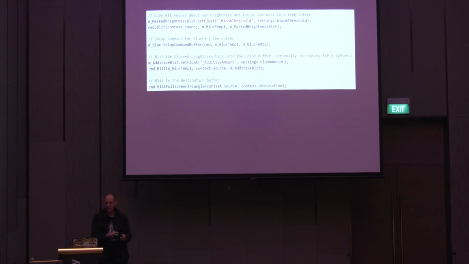So again, the details aren't really important. We've got a series of blits here. When I say set up command buffer for the blit, that's just that ping pong back and forwards I showed you before. I just didn't show you that code before, where I go from temp 1 to temp 2, back to temp 1 to blur each step.